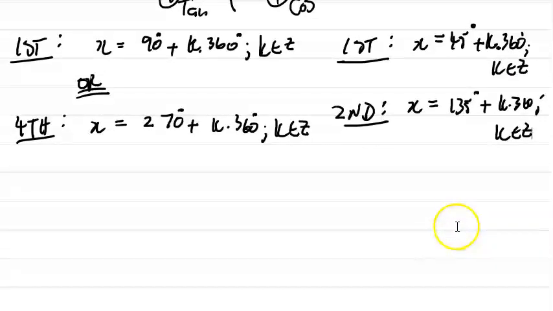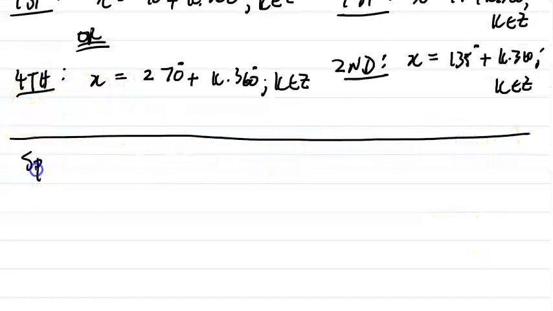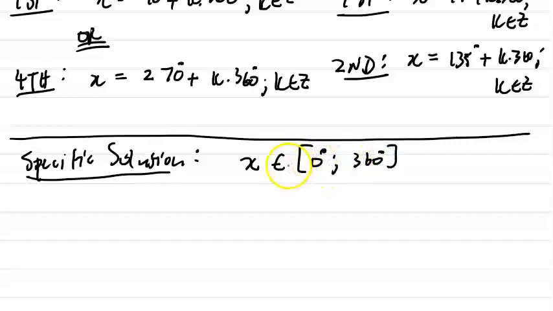Now let's say, for example, they asked you for the specific solution. I'm just giving you the domain here, so I'm telling you how you will do a specific solution. Let's say they gave you the domain, and they want a specific solution in this domain, from 0 to 360 degrees. That means we have to only write the answers in the domain from 0 to 360 degrees. So we'll write the answer like this. We'll say x is an element of, and we'll write all our solutions inside these two curly brackets here.